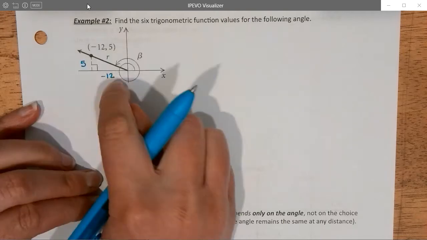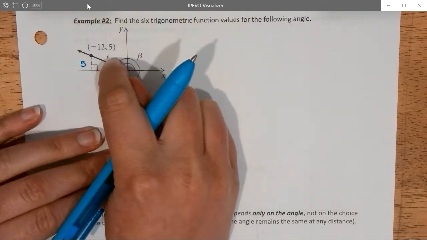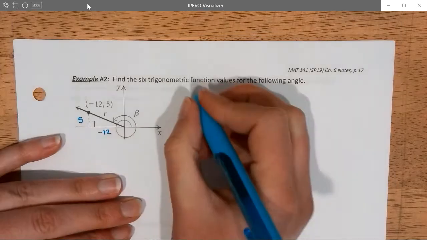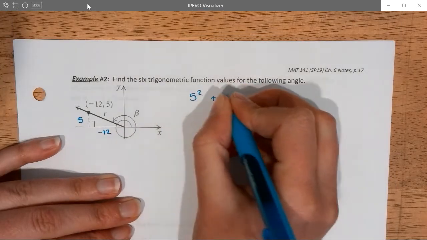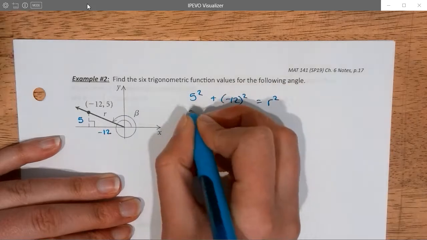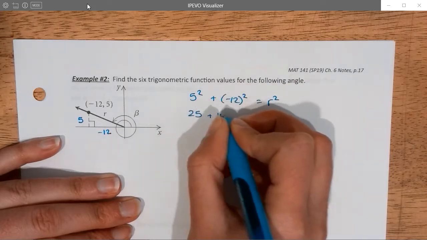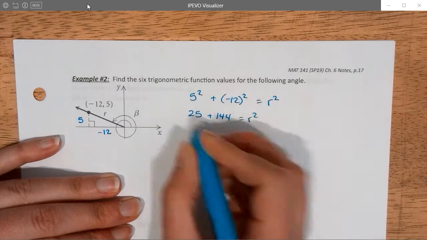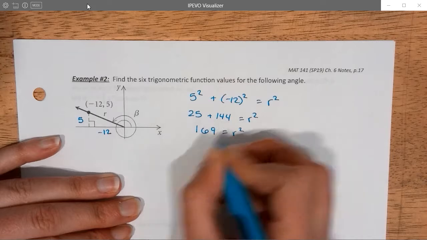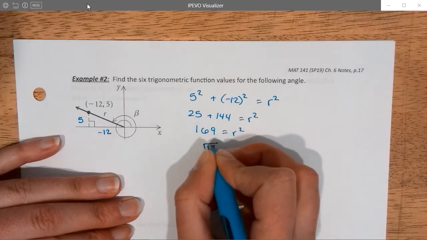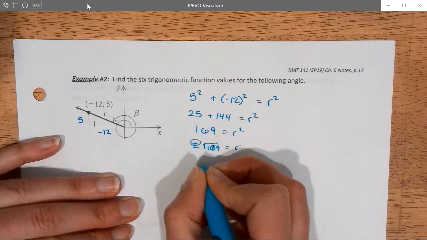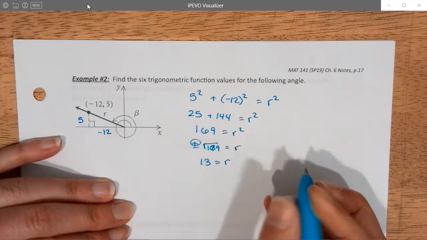The first thing I need to calculate is r, because for sine and cosine, I need to know the hypotenuse. So 5 squared plus negative 12 squared equals r squared. So 25 plus 144 equals r squared. That is 169. And so r equals the square root of 169, just the plus. R is always positive, so r is 13.